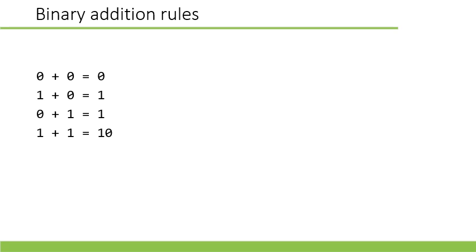rules. So when you're adding two zeros together, we get a 0. When we're adding a 1 and a 0 together, we get a 1. But when we're adding two 1s together, we get a 10, where we need to carry that 1.